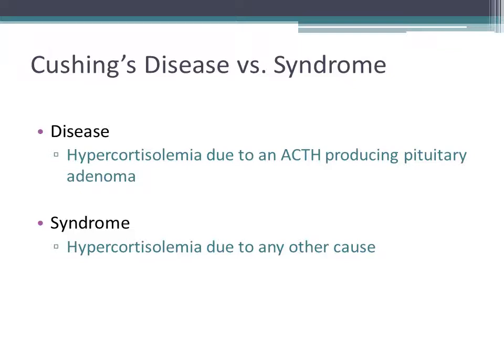Moving to the third secretory type of pituitary tumors, which causes Cushing disease. And here I want to talk about the difference between Cushing disease and Cushing syndrome. The bigger umbrella is the Cushing syndrome. So Cushing syndrome means elevated cortisol level because of any cause. However, when we say Cushing disease, it's elevated cortisol due to an ACTH producing pituitary adenoma. So remember this distinction.